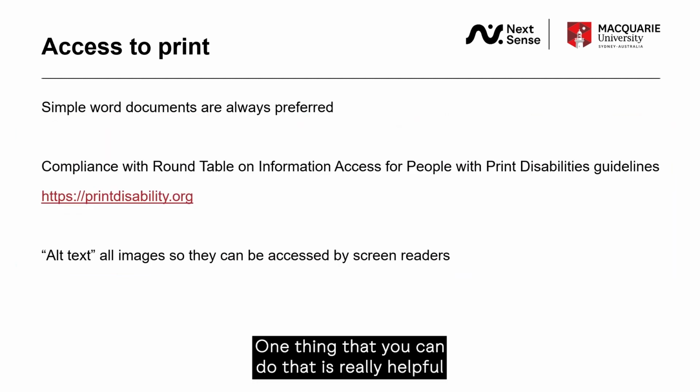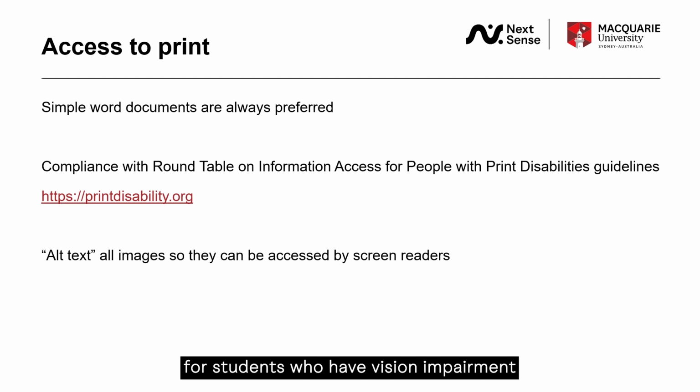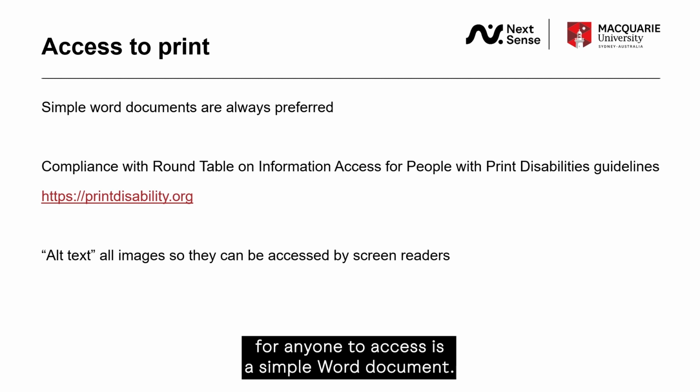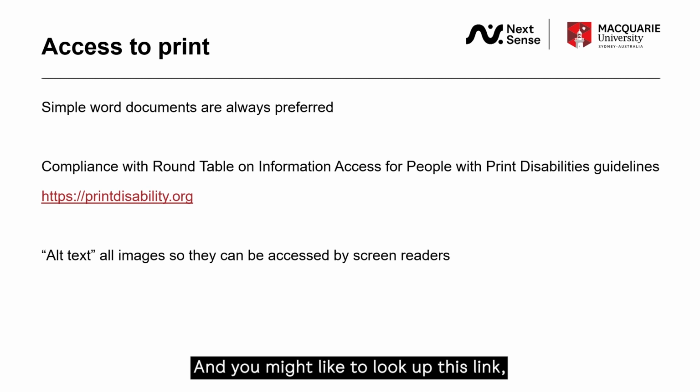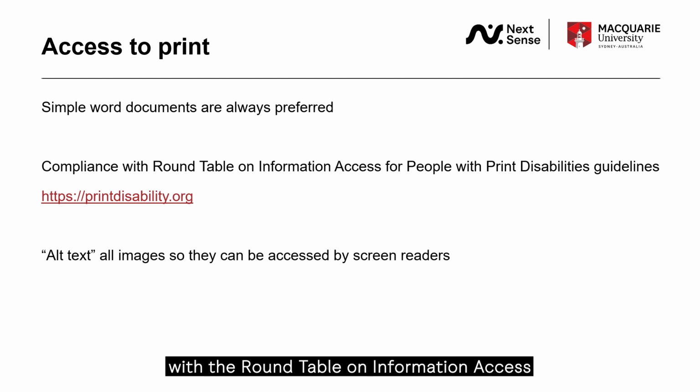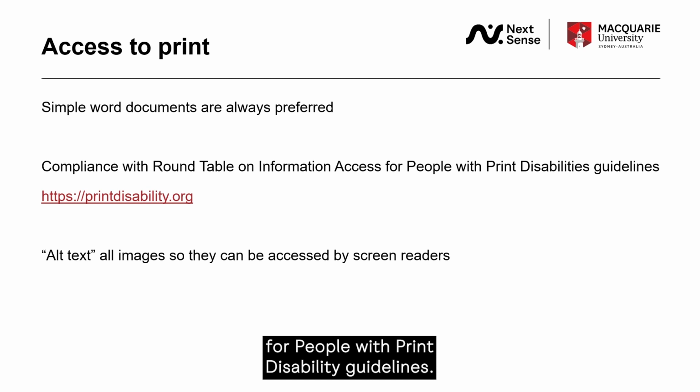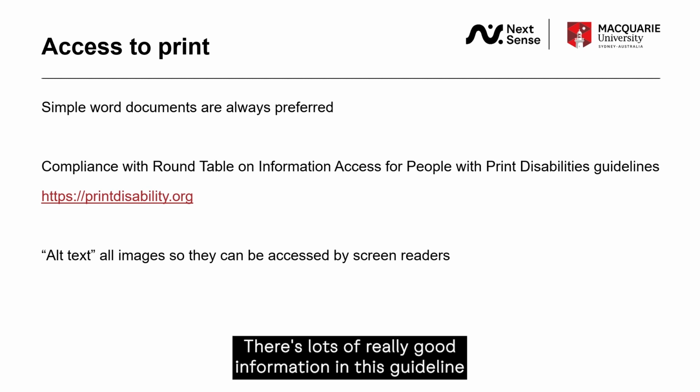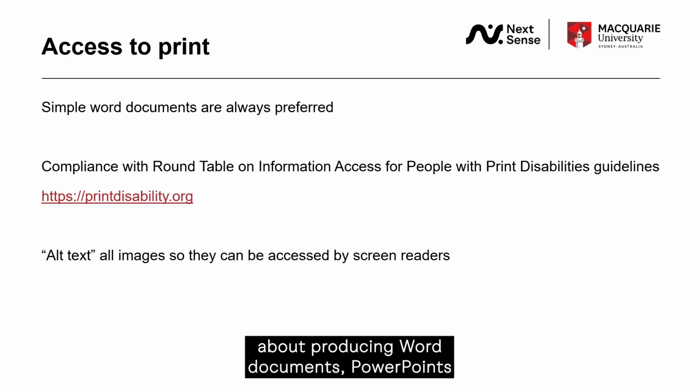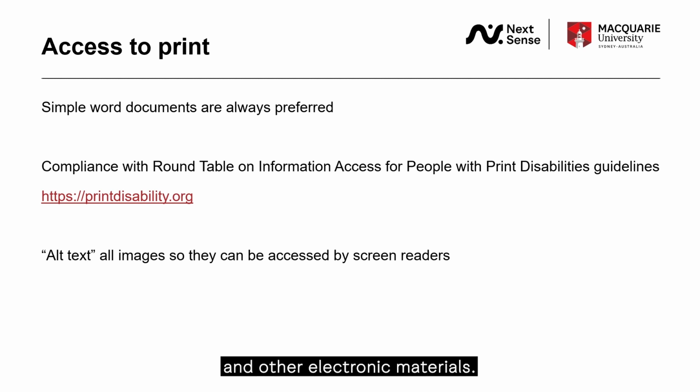One thing that you can do that is really helpful for students who have vision impairment is to ensure they have access to print. The easiest version of printed material for anyone to access is a simple Word document. And you might like to look up this link, which will give you information from a group called the Round Table. It's important that we comply with the Round Table on Information Access for people with print disability guidelines. There's lots of really good information in this guideline about producing Word documents, PowerPoints, and other electronic materials.